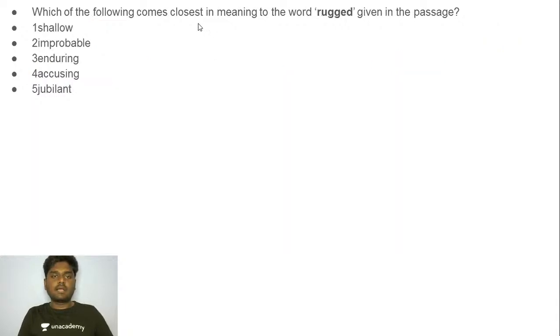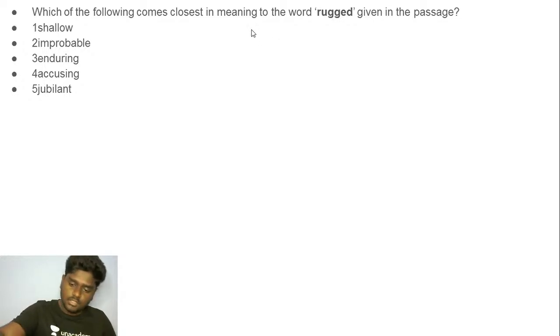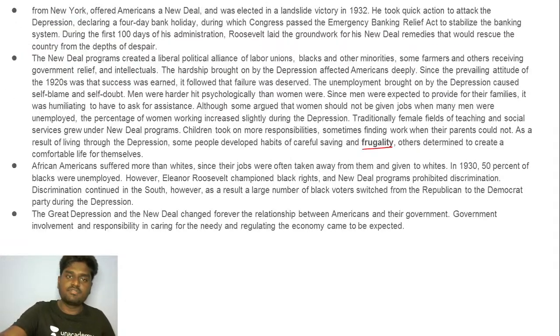And which of the following comes closest in meaning to the word rugged given in the passage? So let me find where it is exactly first. So rugged.